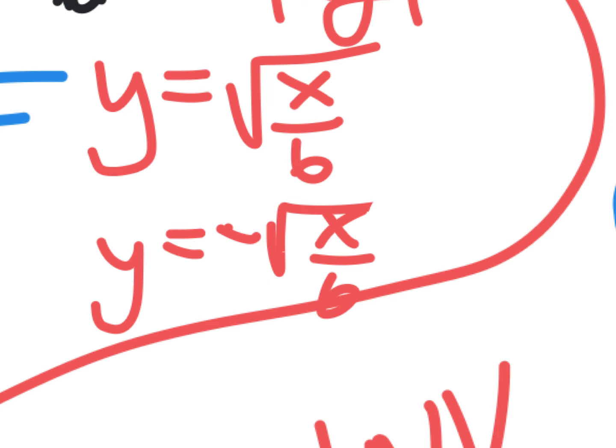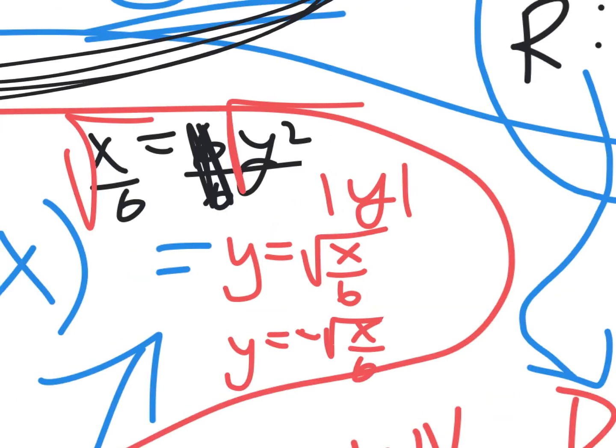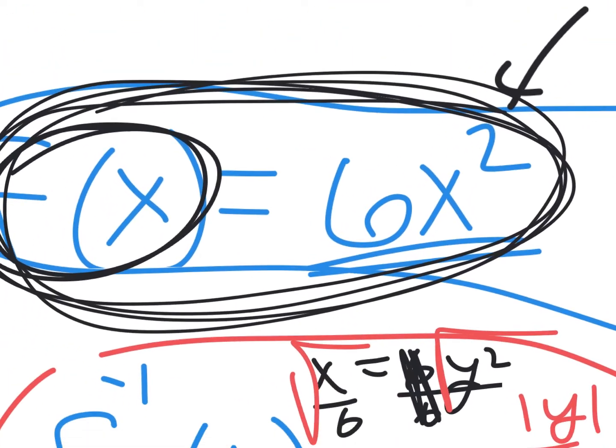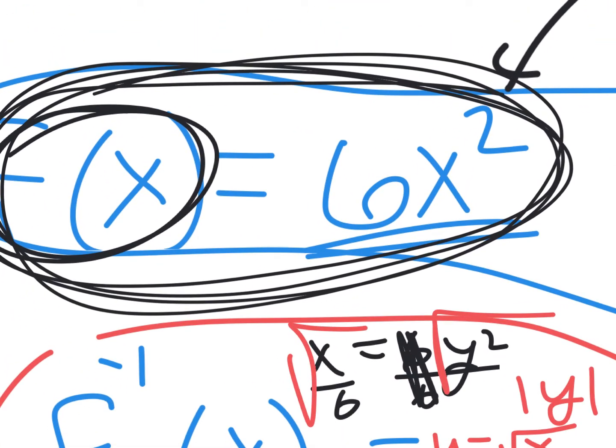So is the inverse a function? No, because it's got two y equals. So was the original one, this one right here, a one-to-one function then? No, because its inverse would have had to also be a function. All right, yes?